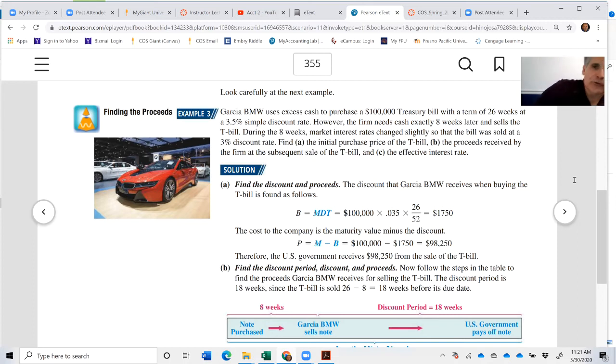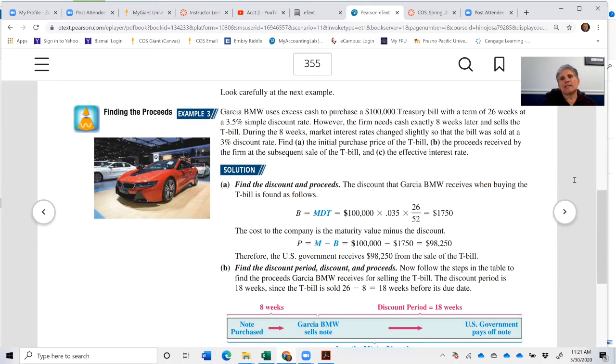They go to the bank or a third party, whoever it may be. Let's pretend it's the bank. They go to the bank and say, hey, will you buy this treasury bill? And the bank says, yeah, but let's see what we've got. First of all, they know the maturity value. The maturity value hasn't changed. It's still going to be $100,000. But what's going to change now is the time. It's 18 weeks that are remaining.